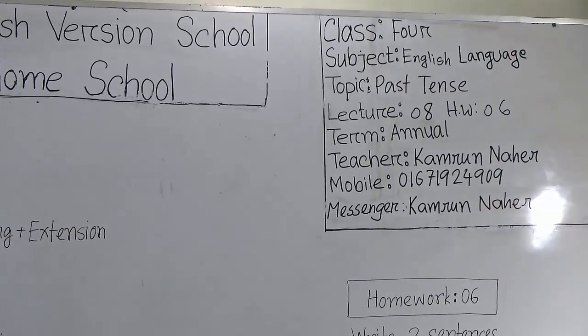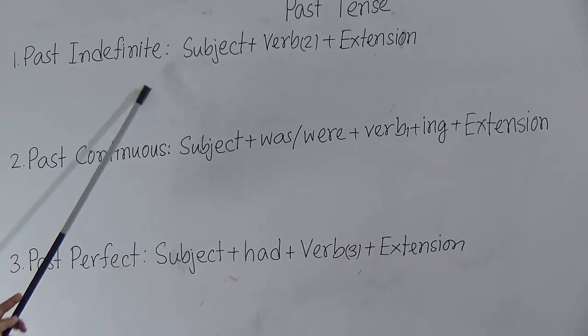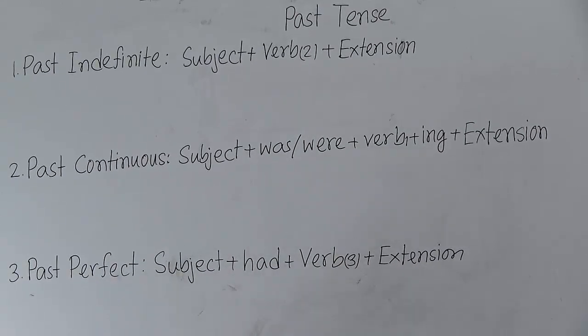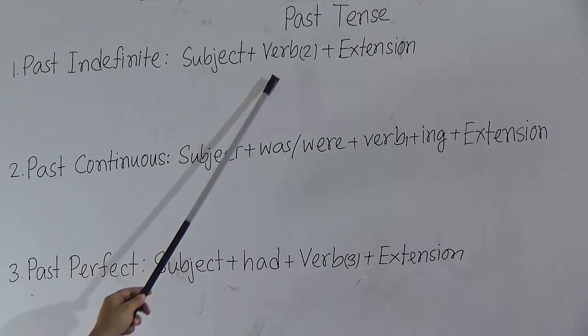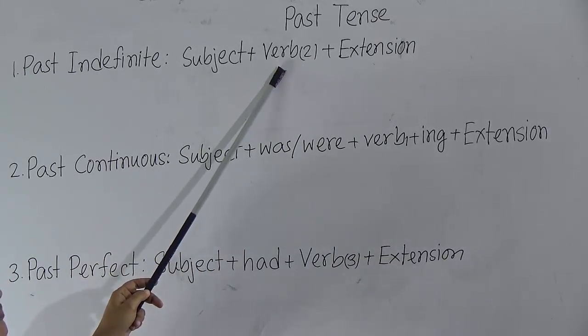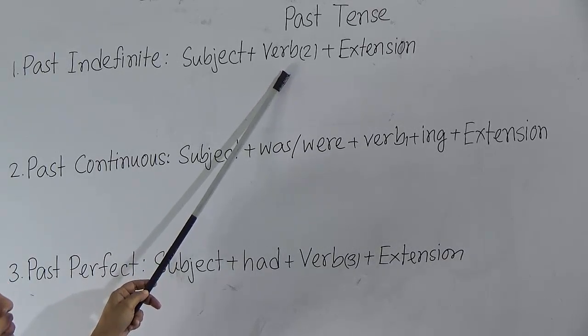And we all know that past tense has four forms in it: past indefinite tense, past continuous tense, past perfect tense, and past perfect continuous tense. Let's start with the past indefinite tense. And the structure is subject plus verb 2 plus extension. And verb 2 is the past form of the verb.